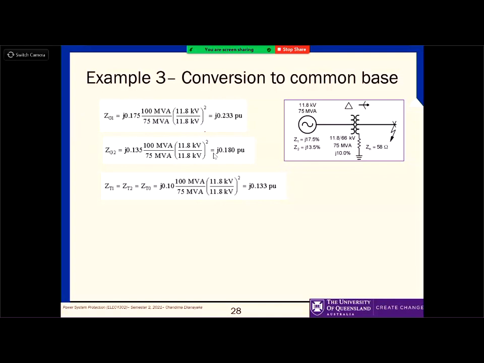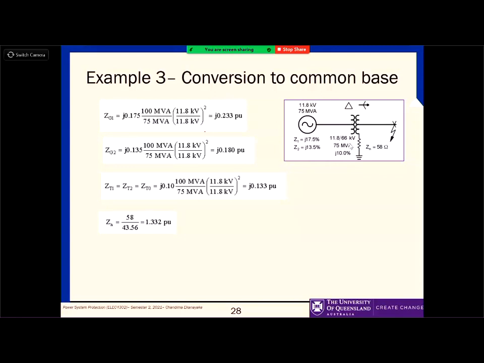We don't know whether the generator is delta or Y. It's not given, right? But we know that after the delta, on this part, there is no fault, so no zero sequence current flows. Which means that we don't need any zero sequence impedance of this generator. There's no current flowing from there. I will show you the equivalent circuit diagram, then it will be more clear.